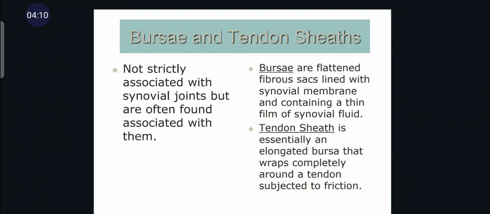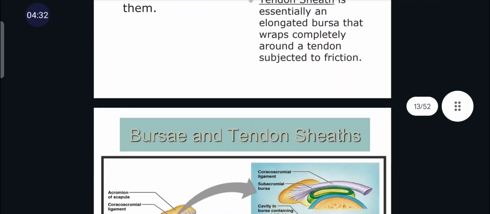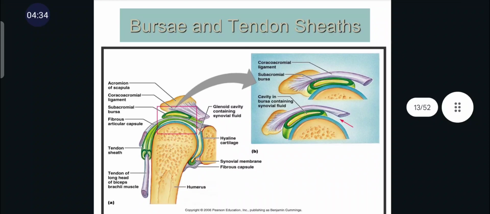Bursae and tendon sheaths are not strictly part of synovial joints but are often found associated with them. Bursae are flattened fibrous sacs lined with synovial membrane and containing a thin film of synovial fluid. A tendon sheath is an elongated bursa that wraps completely around a tendon subjected to friction. So this is the structure of bursae and tendon sheaths.